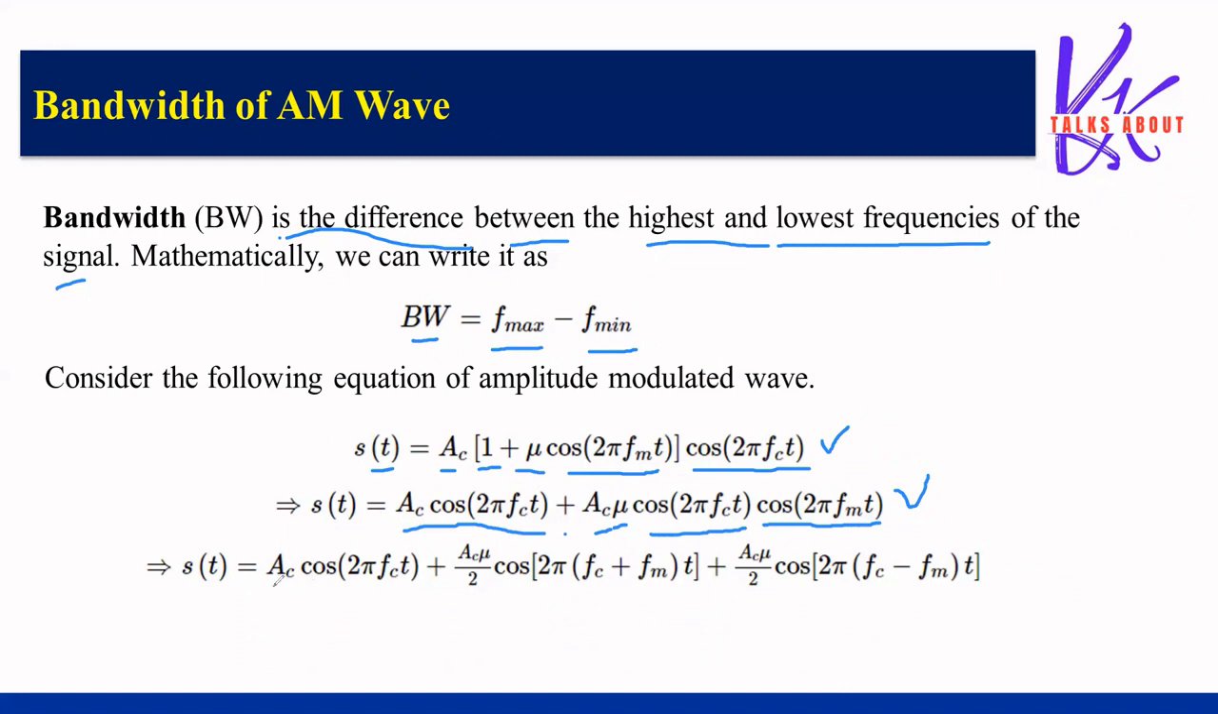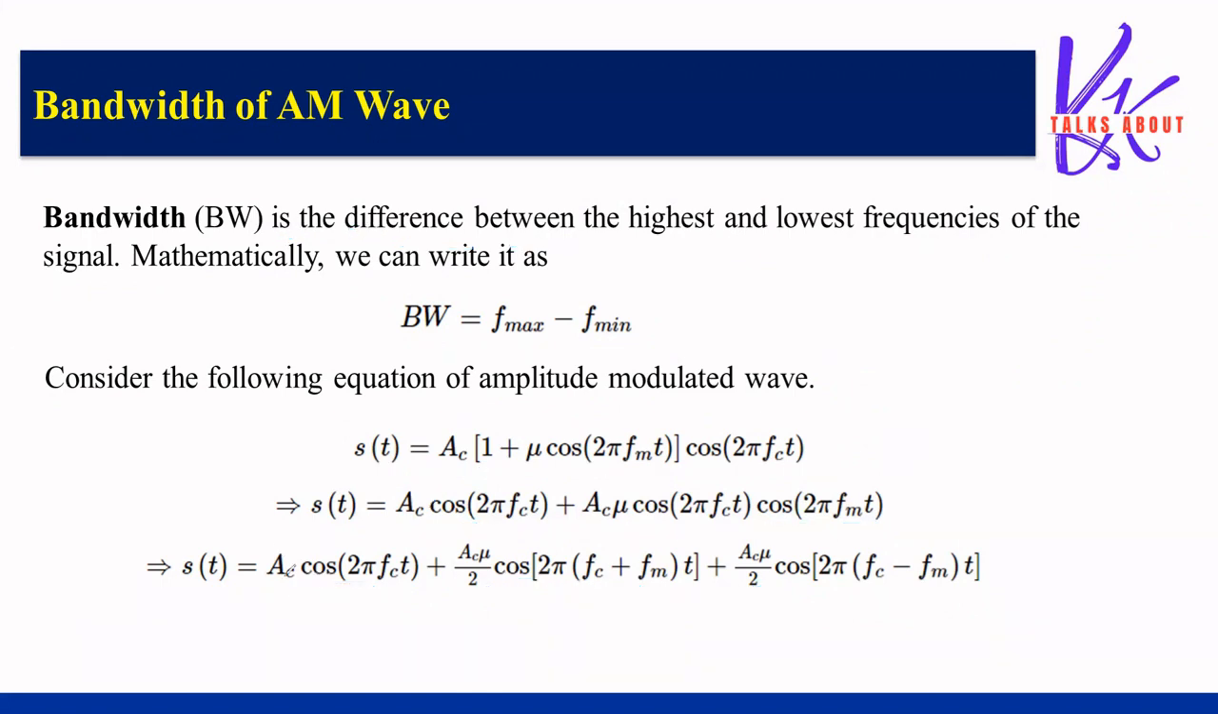So if we rewrite that equation, the first term will be as it is, that is Ac cos 2 pi fct, plus Ac mu by 2 into cos of A plus B, that is cos 2 pi (fc plus fm)t, plus Ac mu by 2 cos of A minus B, that is cos 2 pi (fc minus fm)t. So this is the equation we got from your standard modulating equation.